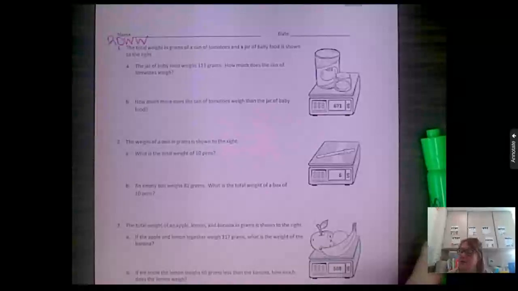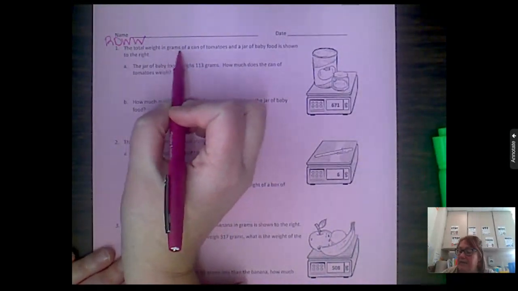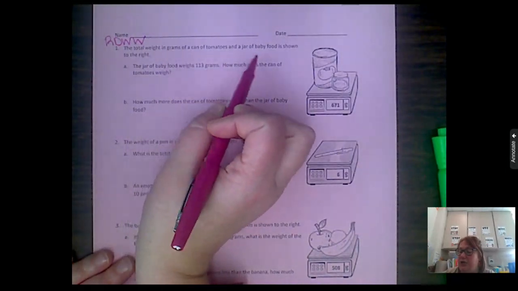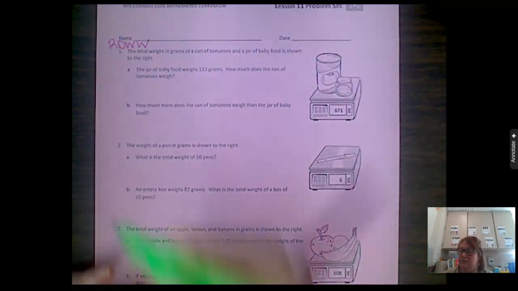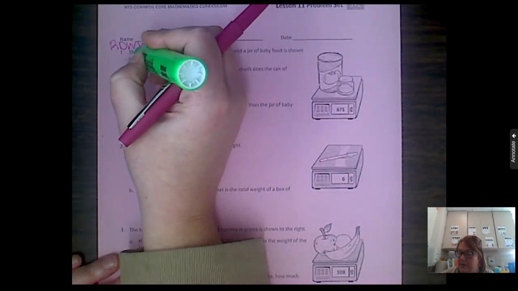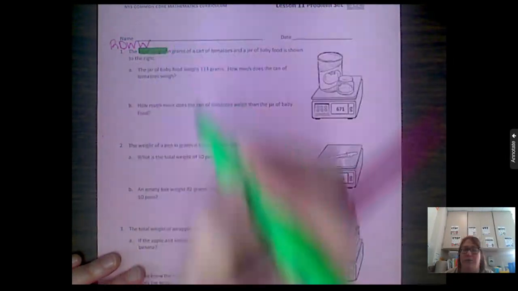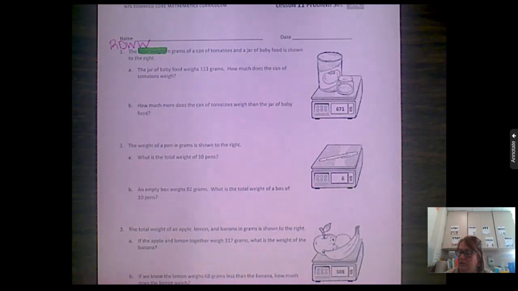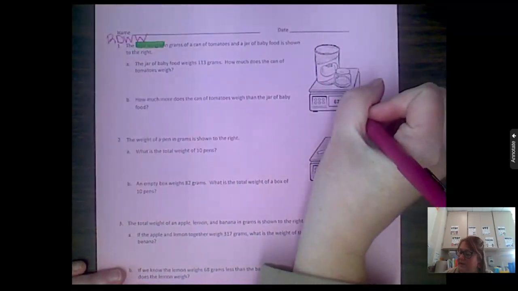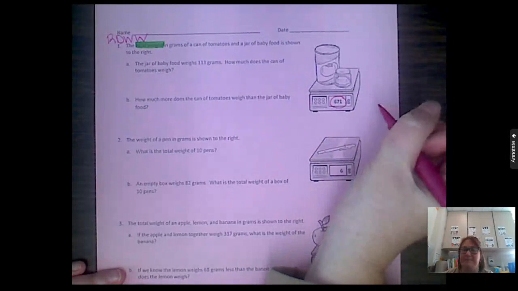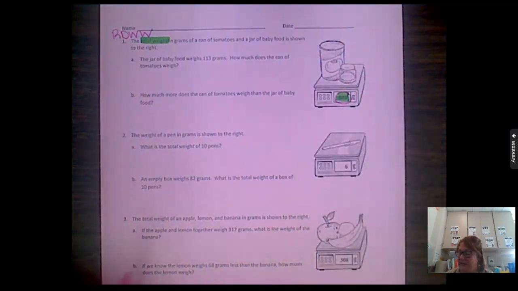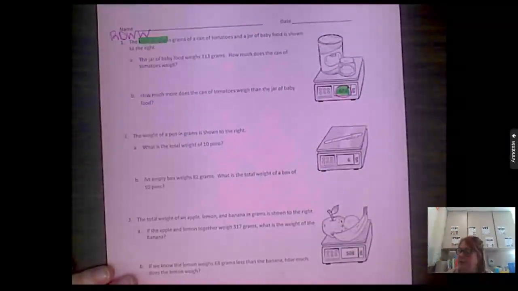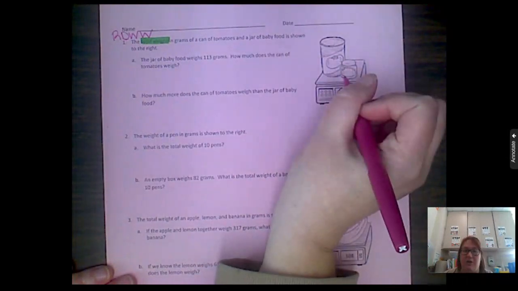Okay, so the total weight in grams of a can of tomatoes and a jar of baby food is shown to the right. And I saw a clue word. What do you think of this word right here? Total. Actually, I'm going to do the whole thing. Total weight. Okay. And it's shown to the right. So here's that total right there. It's 671. Maybe I'll even highlight that so we can see it over there. A lot of times if we put an amount not right in the problem, we don't see it. So 671 is the total weight for the tomatoes and the jar of baby food.